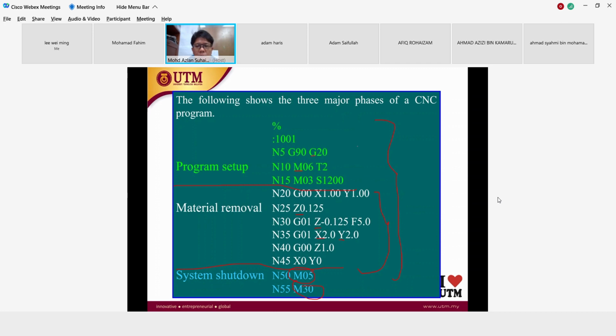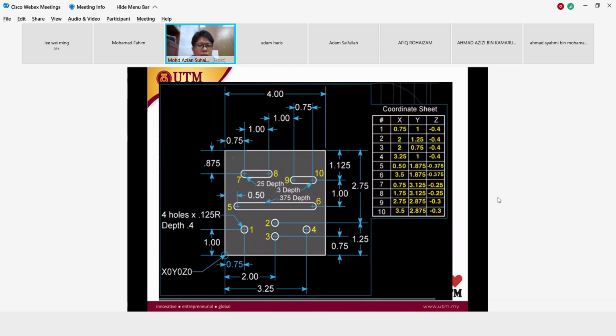Sometimes people call this NC code, sometimes people call it G and M code, or NC code, numerical control code. You will get something like this for your quiz. Similarly, you will get holes and slots with dimensions.